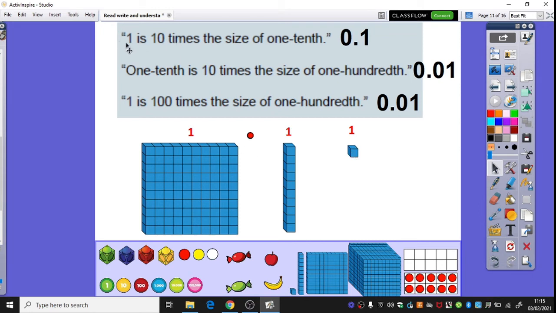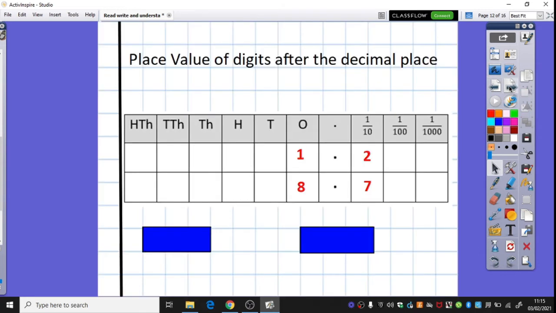So I'm just going to read you this information here. 1 is 10 times the size of 1/10. 1/10 is 10 times the size of 1/100. 1 is 100 times the size of 1/100. And that's going to be really important for us today. So the first part of our learning today is going to be to look at the value of different digits in numbers.